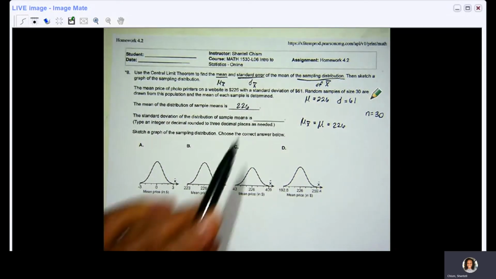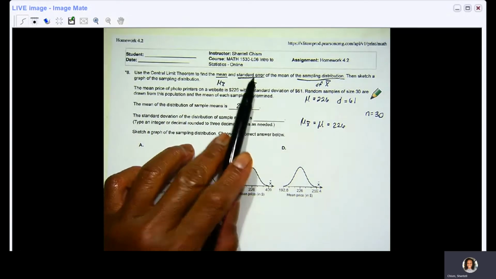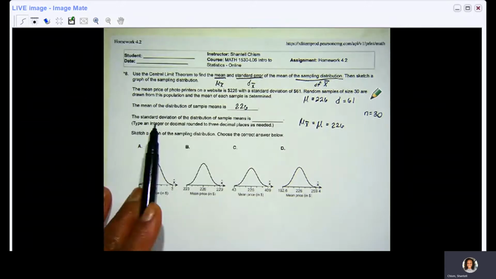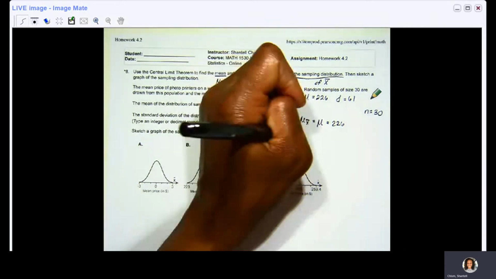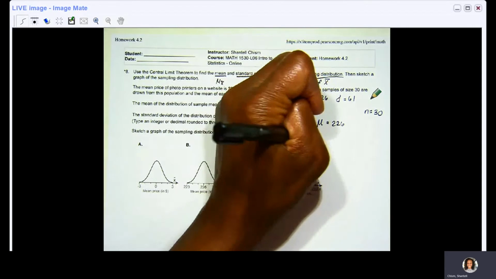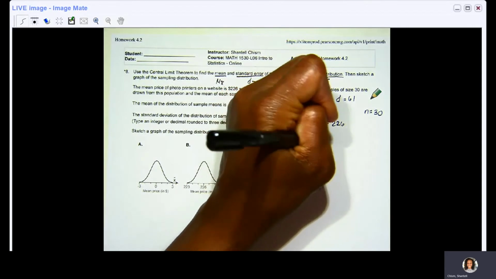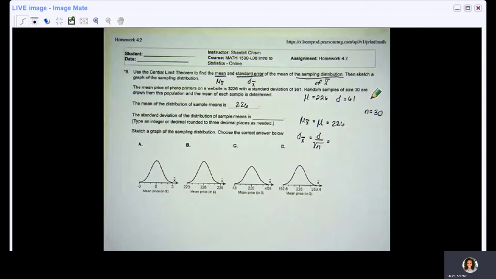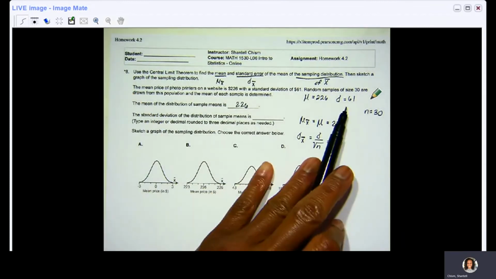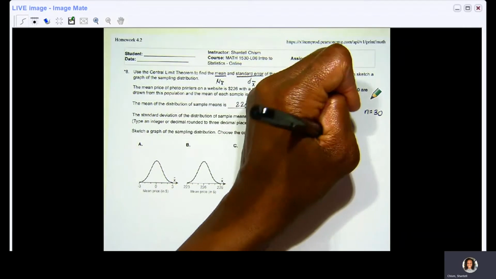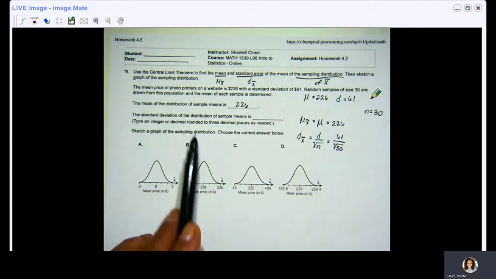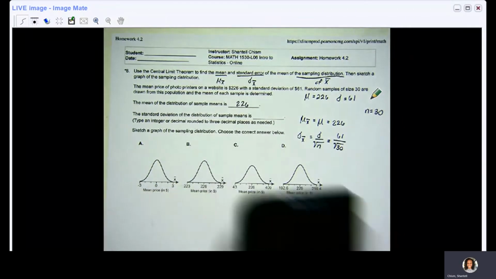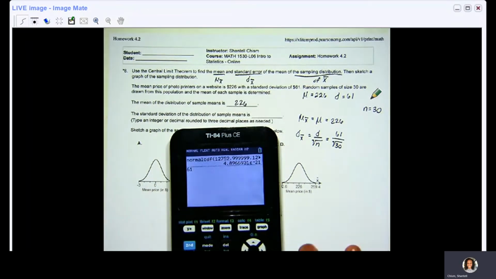And the standard deviation, which is just another name for the standard error, or vice versa, the standard error is another name for standard deviation. The standard deviation for the sample mean would be the original deviation divided by the square root of n, which is 61 divided by the square root of 30. And it says round this to 3 decimals. So 61 divided by the square root of 30, we get 11.137 if we round that to 3 decimals.